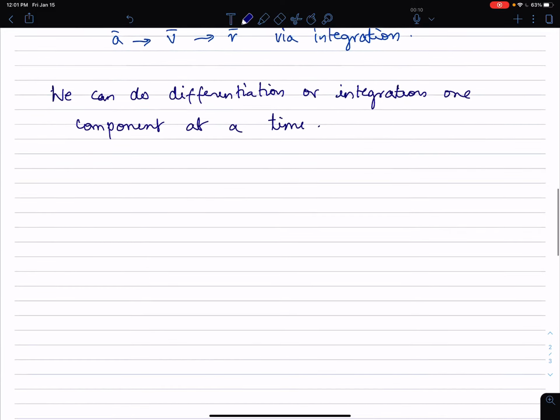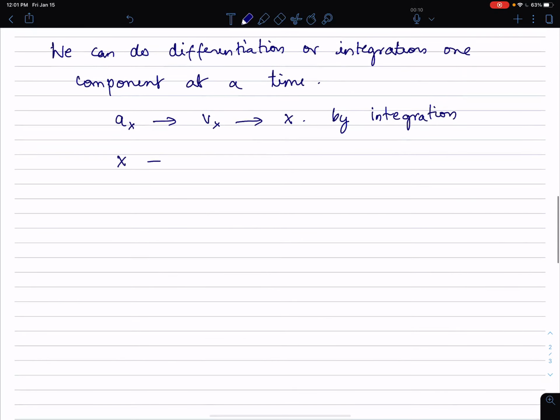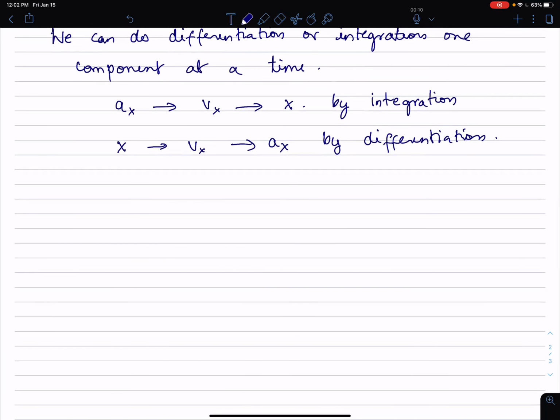Okay, so for instance, we can go from a_x to v_x to x itself by integration. And we can go from x to v_x to a_x by differentiation. Okay, this is just an example. Any questions about that?